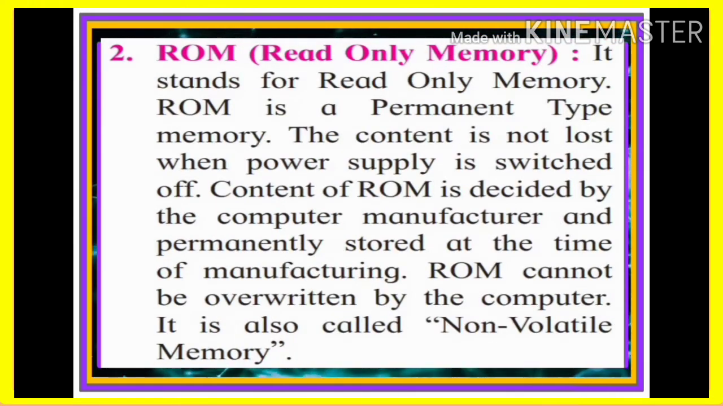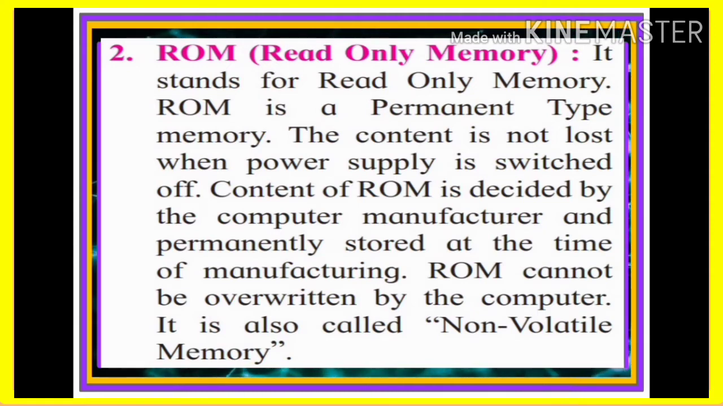The second type of primary memory is ROM, read-only memory. ROM stands for read-only memory. ROM is a permanent type of memory. The content is not lost when the power supply is switched off. The content of ROM is decided by the computer manufacturer and permanently stored at the time of manufacturing. ROM cannot be overwritten by the computer. It is also called non-volatile memory.